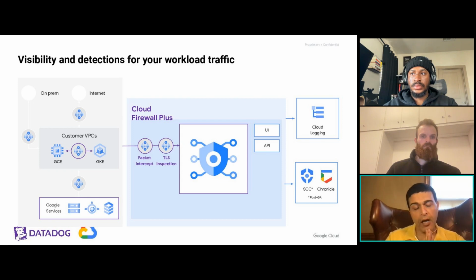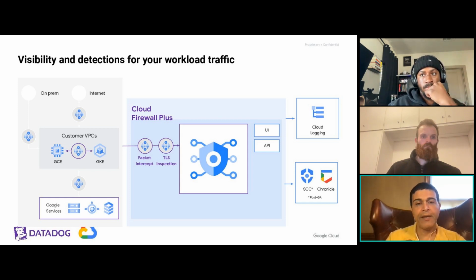So what we have done under the hood is that we created a new technology called Packet Intercept. So what Packet Intercept does, imagine this scenario. Imagine your GCE virtual machine wants to connect to your GCS. So the first packet comes to the NIC of the VM. Now, what we do with Packet Intercept is we hijack that packet at the NIC level. We take it to the middle box, and that is where Cloud Firewall Plus is deployed. Cloud Firewall Plus is deployed outside of the customer's project.